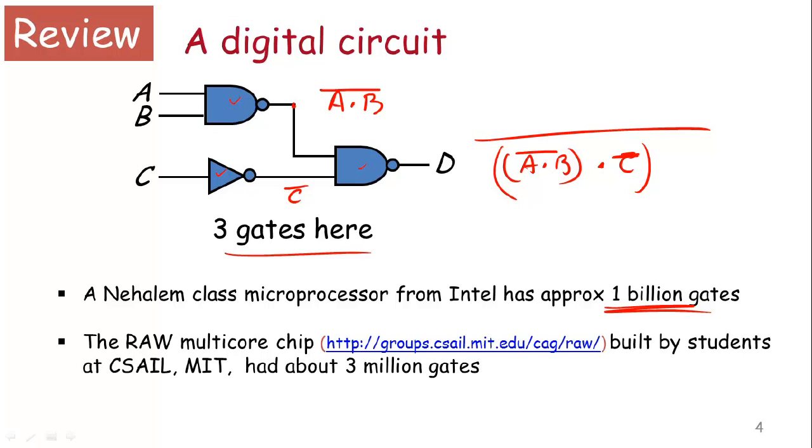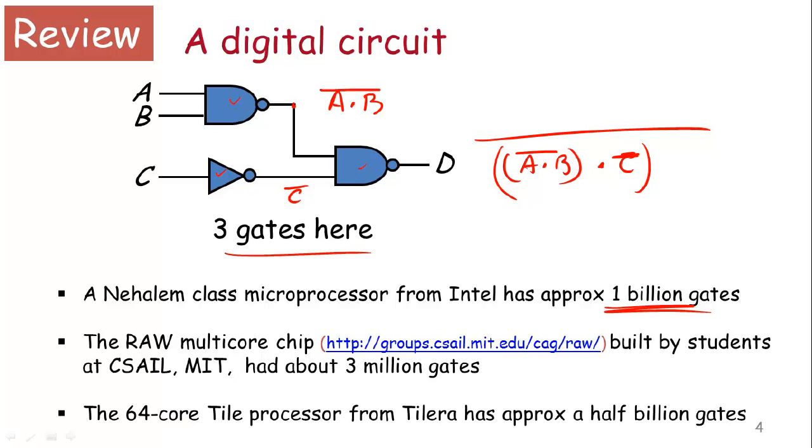The Raw multi-core chip, designed at CSAIL at MIT, built by graduate and undergraduate students here, had about 3 million gates. And then if you look at the 64-core Tile processor, that has on the order of 500 million gates. So notice that in these digital designs, we very routinely bandy about numbers in the orders of billions. Okay, we design circuits containing billions of gates.